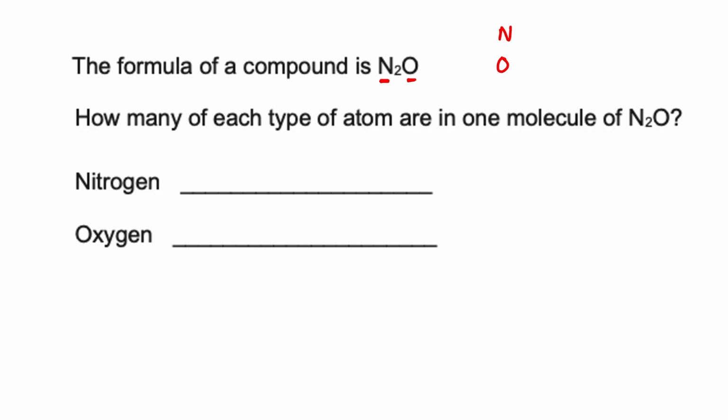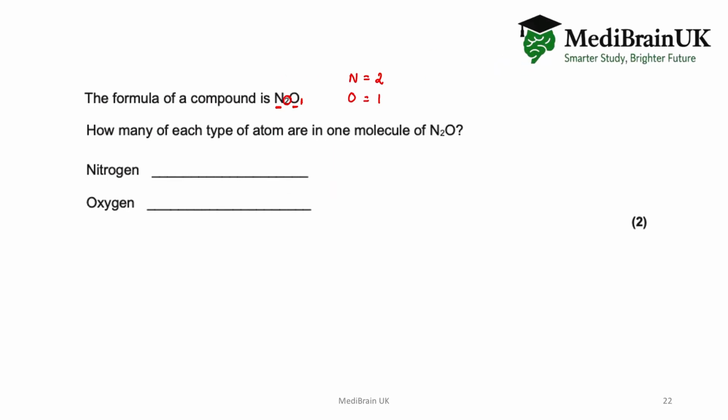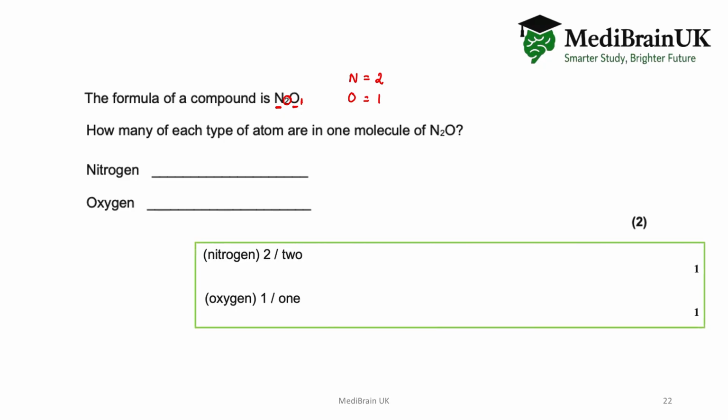Now next to the nitrogen there is a small 2 that tells you that there are 2 atoms of nitrogen, and next to the oxygen there is no number, so there is an invisible 1. That means that there is 1 atom of oxygen. Okay, so that's how you would answer this question. So nitrogen 2, oxygen 1. That's where your 2 marks are going to come from in a question like this.